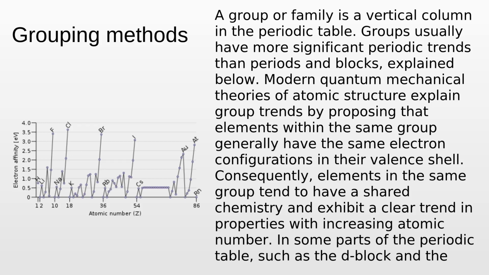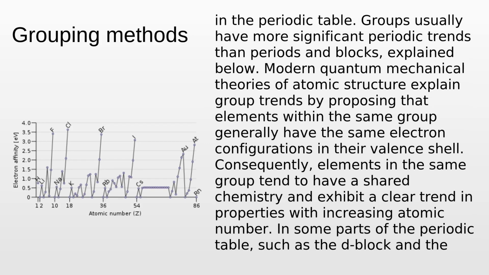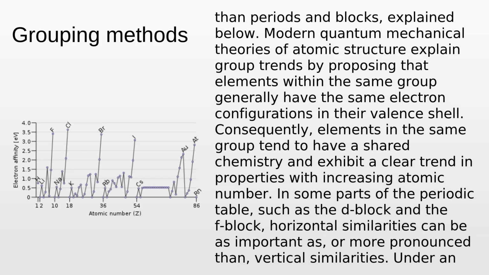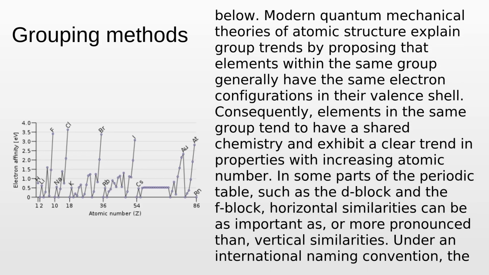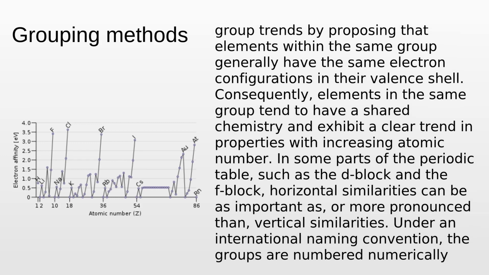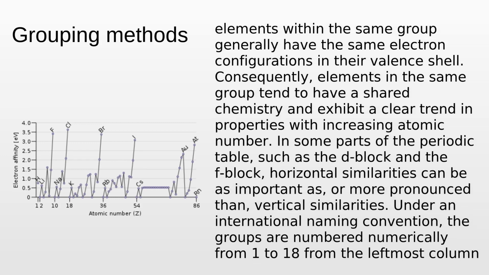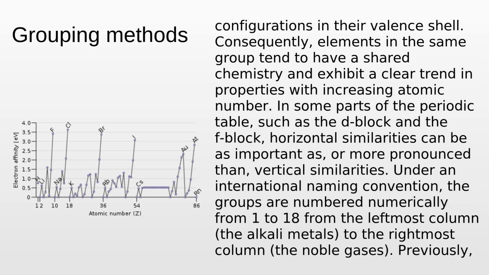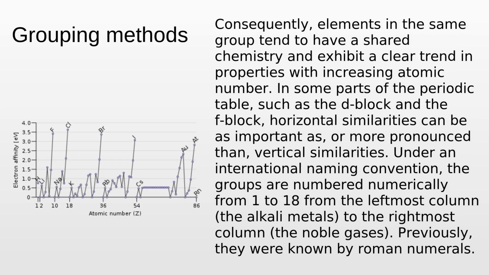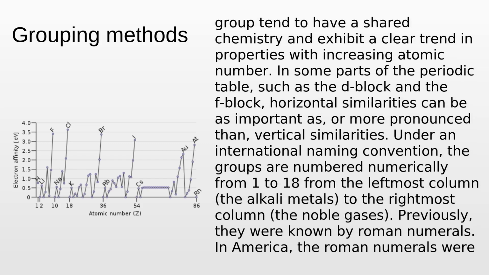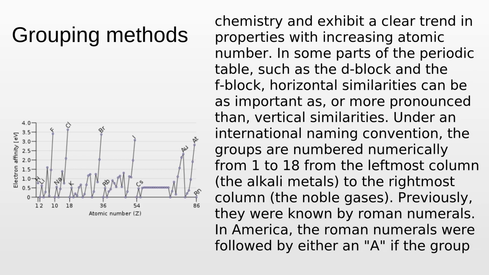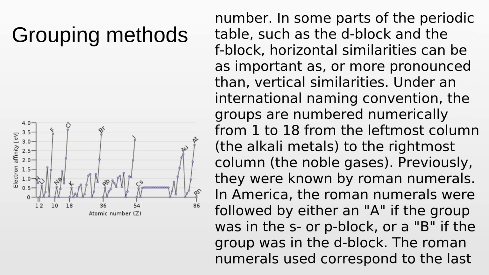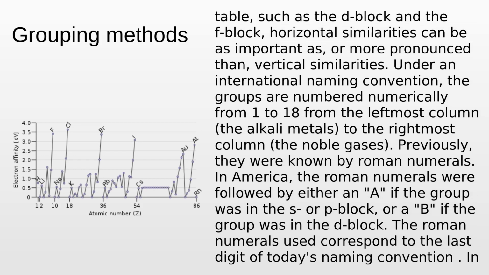Grouping methods. A group or family is a vertical column in the periodic table. Groups usually have more significant periodic trends than periods and blocks, explained below. Modern quantum mechanical theories of atomic structure explain group trends by proposing that elements within the same group generally have the same electron configurations in their valence shell. Consequently, elements in the same group tend to have a shared chemistry and exhibit a clear trend in properties. With increasing atomic number, in some parts of the periodic table, such as the d-block and the f-block, horizontal similarities can be as important as, or more pronounced than, vertical similarities.